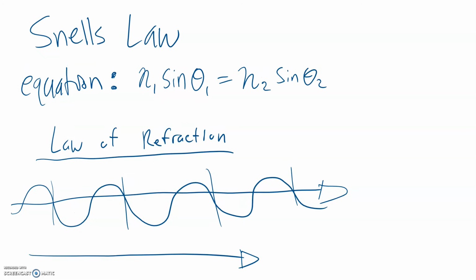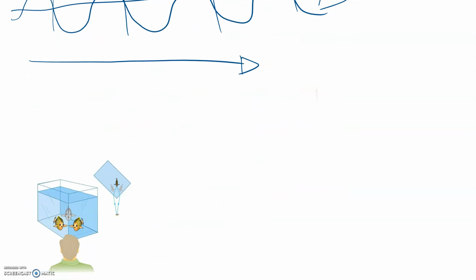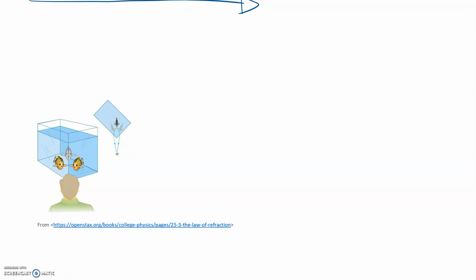The next part to understanding Snell's law is what refraction is. Refraction is what happens to light when it goes through different mediums or materials. In this example, we have a fish in water, and it has light reflected off of it. As it's traveling through the water, once it reaches and changes into the air, it has this refraction, or change in angle.